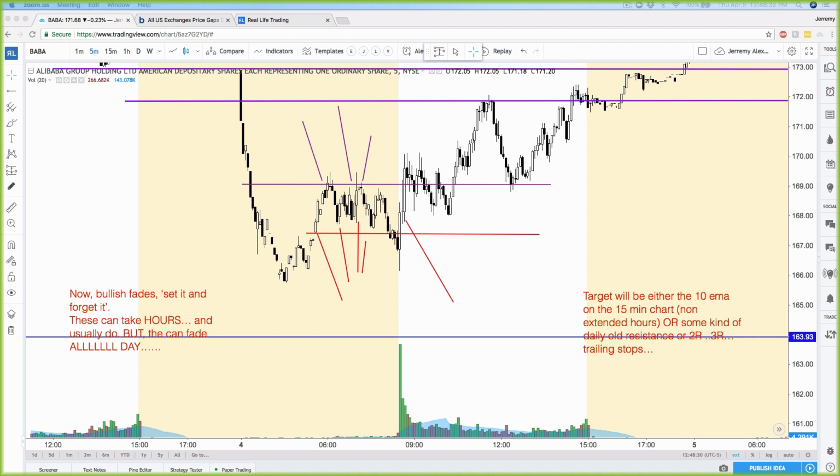Those are the only two types that I play, and the one that I play most frequently is the bearish fade. That is my specialty that I'm trying to adapt and get better at, is the bearish one.